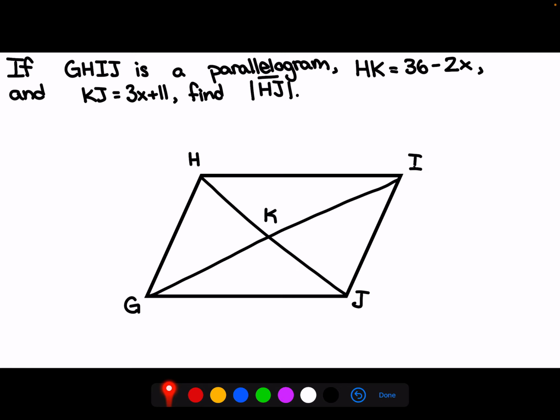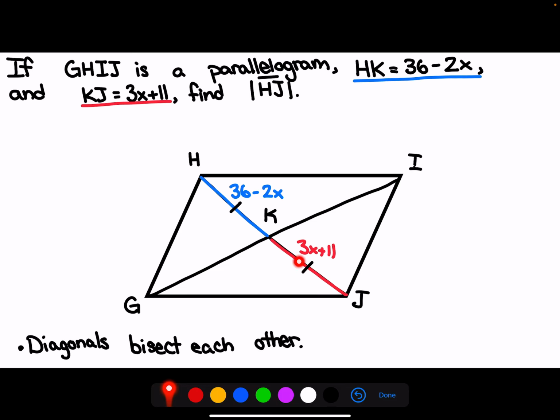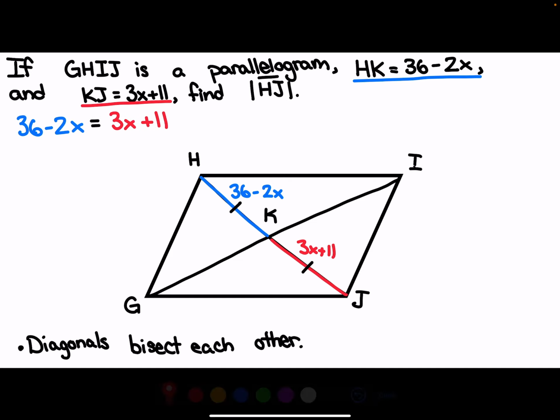Next up, if GHIJ is a parallelogram, HK is equal to 36 minus 2x, and KJ is equal to 3x plus 11. Find HJ. So again, first thing that you should do is draw everything on your diagram and look for anything that's useful. So for this one, we have two diagonals that they give us, and we know diagonals in a parallelogram bisect each other. So therefore, they're cutting each other in half. So if that's the case, these two pieces should be congruent. And if they're congruent, that means that we can set them equal to each other.